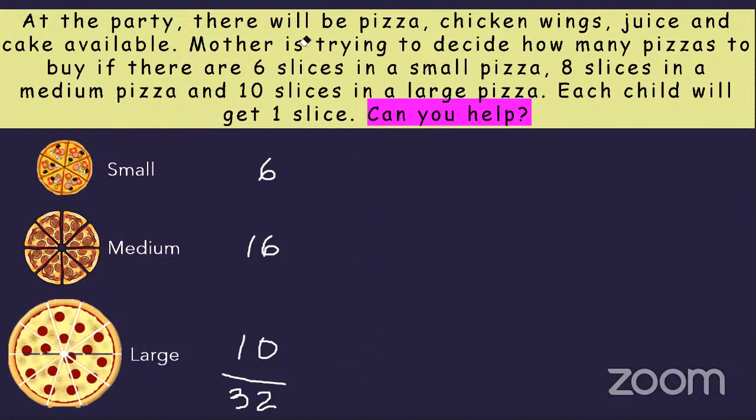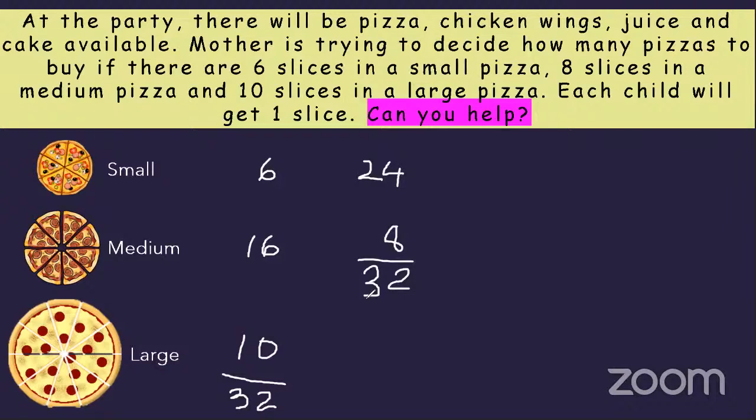Let's try again. Let me see what other options you have. All right, Jake One Wisdom says 4 small and 1 medium. So 4 small would be 4 times 6, which would be 24 slices, and 1 medium would be 8. So 24 plus 8, that is 32. Awesome. Great, Jake One Wisdom. That is a good combination as well.